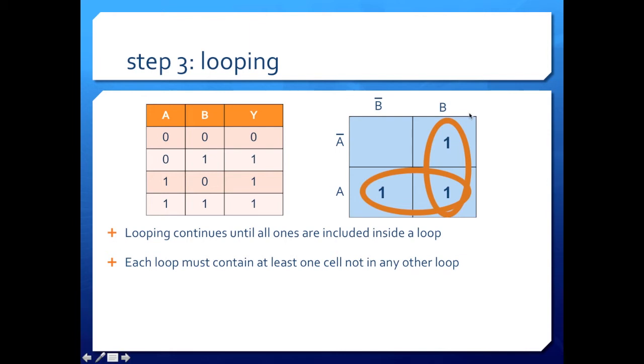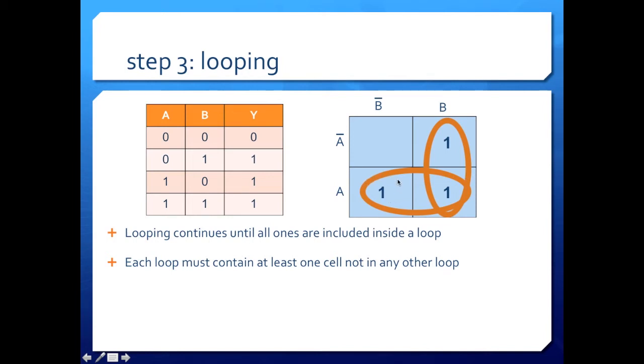So you can see from this example, I have a loop here, and this one, which is in this cell, is not in any other loop. It's only in this one loop. Likewise, this particular one is in this loop, but it is not in any other loop.